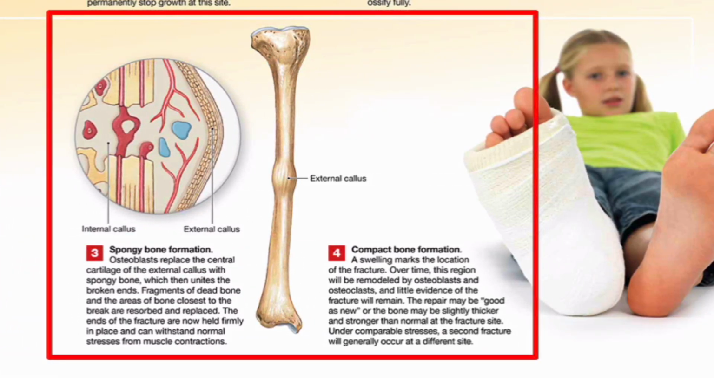Next, spongy bone formation. Osteoblasts replace the central cartilage of the external callus with spongy bone, which then unites the broken ends. Fragments of dead bone and the areas of bone closest to the break are resorbed and replaced. The ends of the fracture are now held firmly in place and can withstand normal stresses from muscle contractions. Finally, compact bone formation. A swelling marks the location of the fracture. Over time, this region will be remodeled by osteoblasts and osteoclasts, and little evidence of the fracture will remain. The repair may be good as new, or the bone may be slightly thicker and stronger than normal at the fracture site. Under comparable stresses, a second fracture will generally occur at a different site.